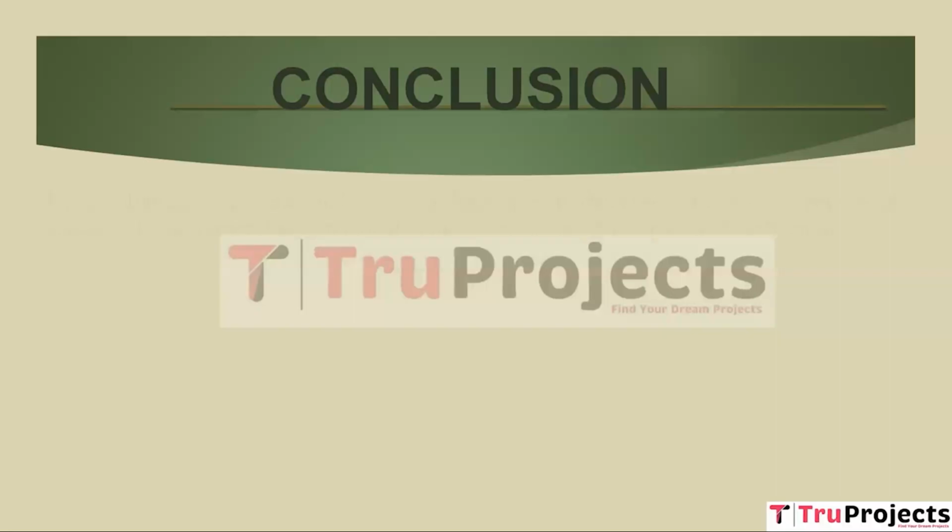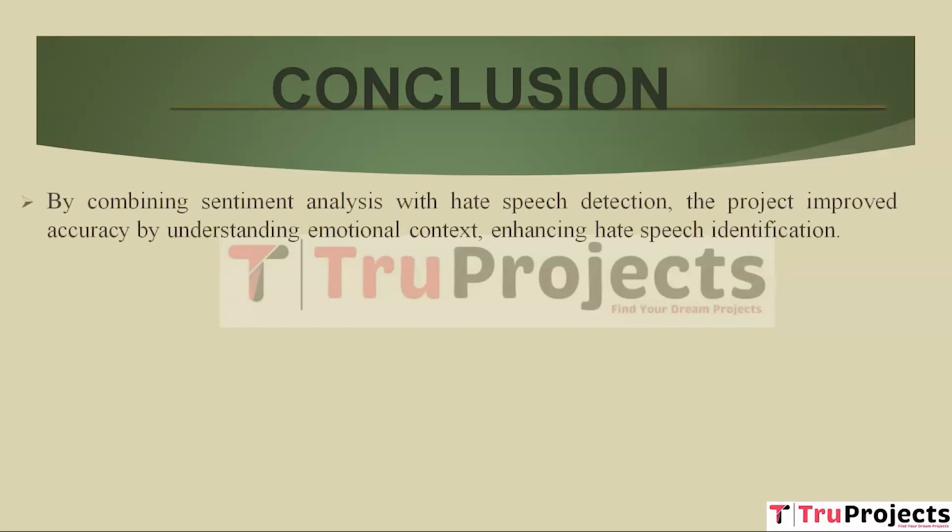The conclusion of the project is that integrating sentiment analysis with hate speech detection improved accuracy by considering the emotional context within the text. Understanding the emotional tone aids in more accurately identifying hate speech, as it provides additional contextual cues that traditional analysis might overlook. This integration enhances the hate speech detection model's ability to interpret text in a nuanced and informed manner.